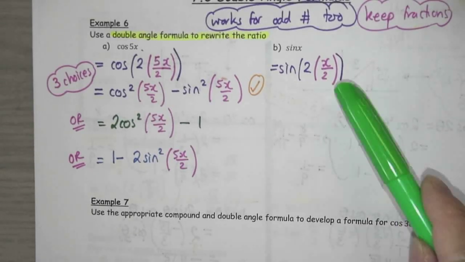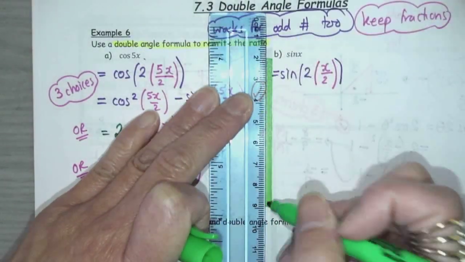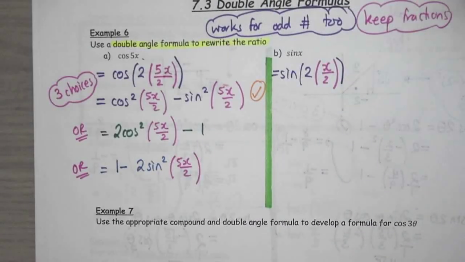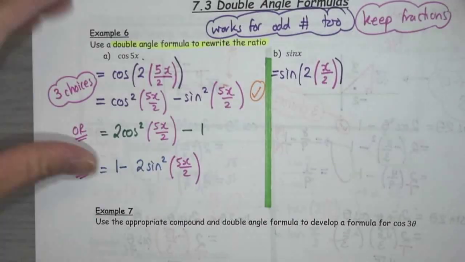Do the same thing for this one. So now you can see what my point is. All I was trying to get used to is that the angle doesn't have to be a whole number, right? You're thinking whole number, whole number, whole number, but it can be a fraction. So there's only one choice here.